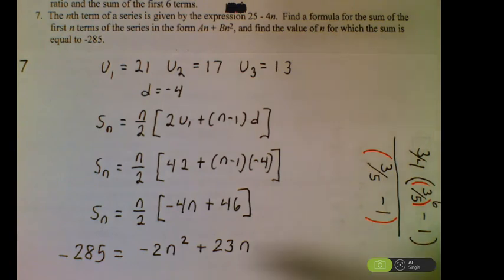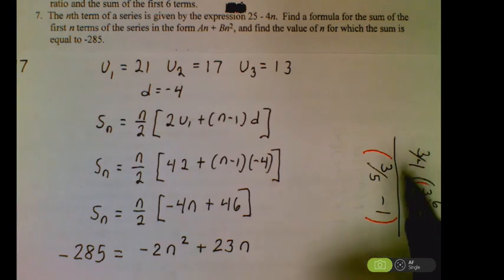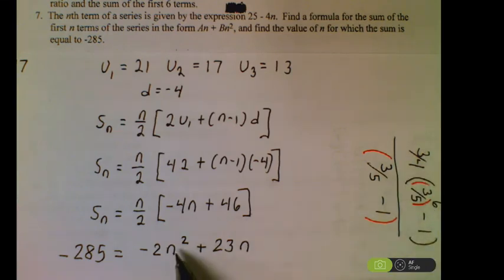Do keep in mind that for this one, when solving a quadratic and you typically get 2 solutions, keep in mind n represents a number of terms and you can't have a negative number of terms. So in this case, if you do get a negative, you can eliminate that option and just keep the positive.